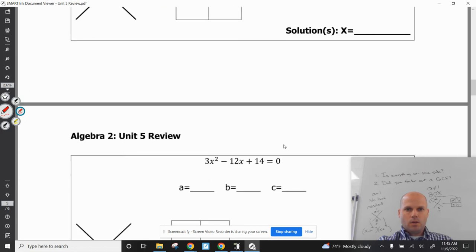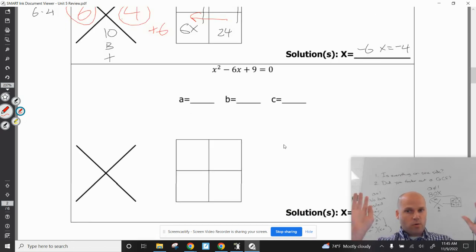Okay? So let's do another one where A is 1. 1, negative 6, 9. A times C goes on the top. That's 9. Now notice A is 1. We're trying to figure out two numbers that multiply to get that. And then they add to get B. Put a B and a plus.